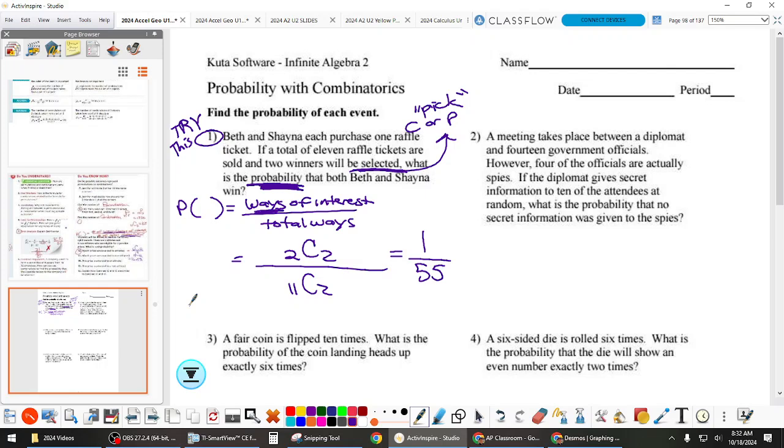Good. What percent? Like 0.01 something? Like, well, 1 point something percent? Okay. Alright, try number 2.